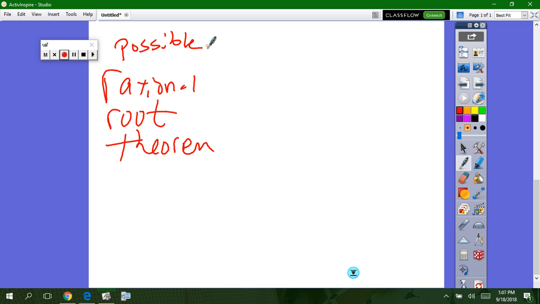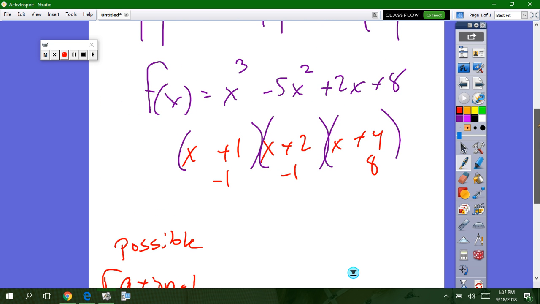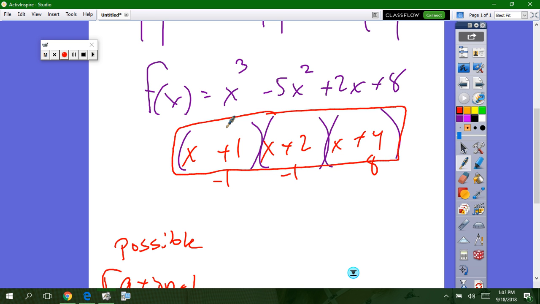Notice, when I solve these type of equations, let's look at this guy. What are my zeros of that guy? Negative 1 divided by 1. Negative 2 divided by 1. Negative 4 divided by 1. Right, those would be my zeros. You guys agree with me on that?